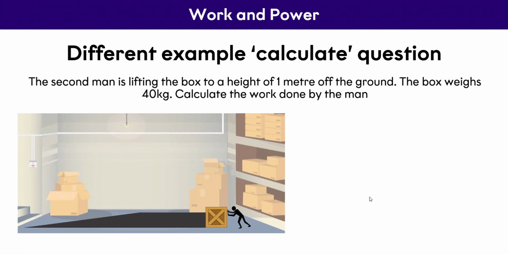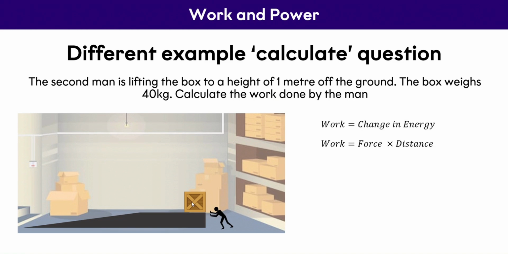They could ask you a different style of calculate question as well. And this time we're dealing with the man lifting the box, and he's lifting it to a height of 1 meter off the ground. The box weighs 40 kgs, and they want us to calculate the work done. So the same thing as before for the other person. To do this, we first need to work out what's happening, which is this man lifting the box up to the top of the ramp.